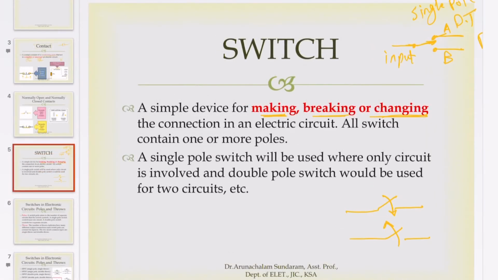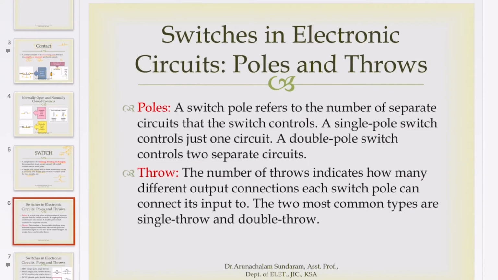A single pole switch is used for only one circuit. A double pole switch would be used for two circuits. So what do I mean by poles? Poles are the input for the switches. When I say single pole, it means I have just one circuit. When I say double pole, it means I have two separate circuits.